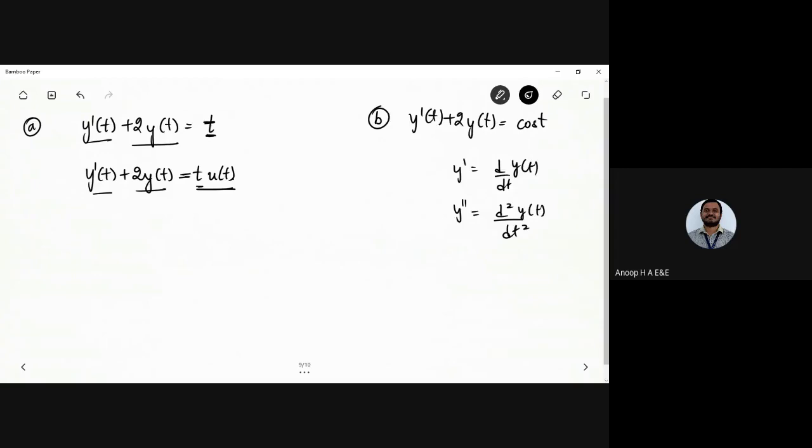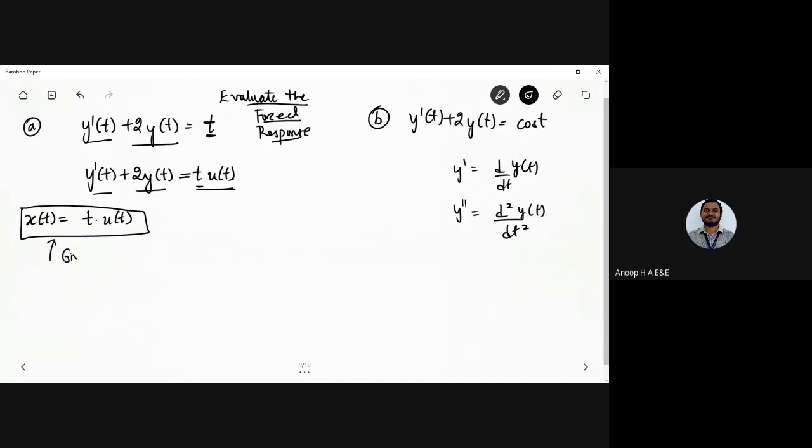Now I need to evaluate the forced response of the system. That is the question that has been asked here. How are we going to evaluate the forced response of the system? Depending on the input. The given input x of t is t times u of t, so x of t will be equal to t here, right?